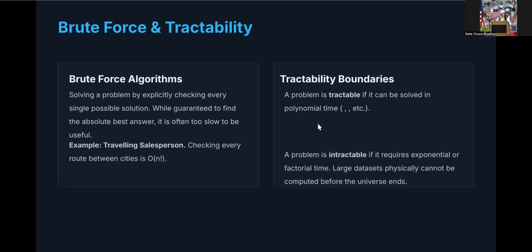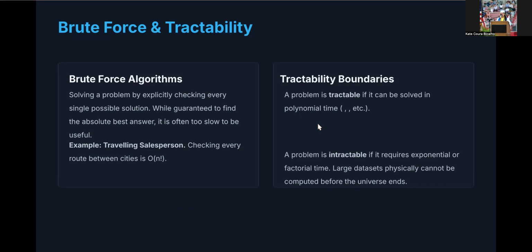So an example is the traveling salesperson problem that you guys might remember, which is essentially we have a collection of cities and we want to try to find the shortest route between all the cities where we visit each city once. So in that case, we'd have to check every route between every city. Yikes, that's O of n factorial. That is not a tractable runtime.